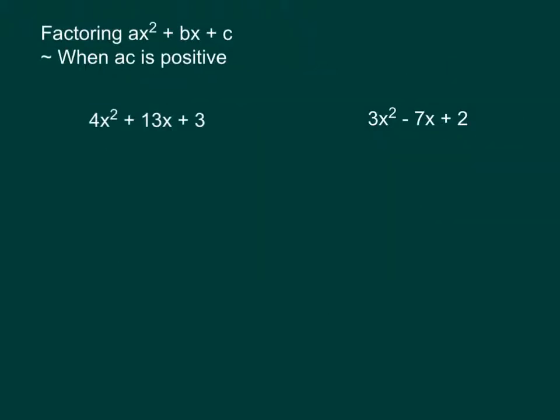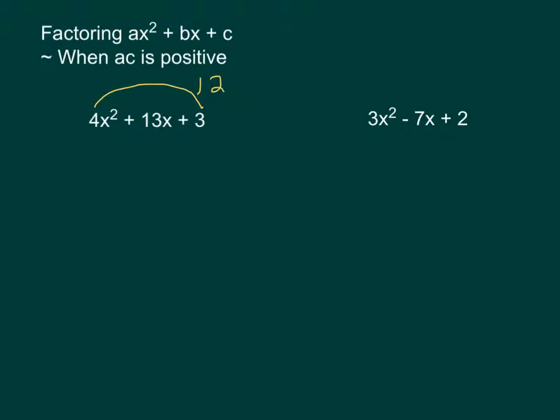Okay, so let's look first at a couple of examples here. And I say here, when AC is positive. So AC is the product of my first coefficient, my lead coefficient, and my constant. And that's going to be an important thing here because that's actually something that I'm going to look at. I'm actually going to take this and multiply these together first. 4 times 3 gives me 12, and that's a positive 12.